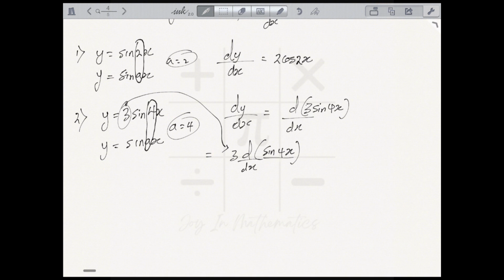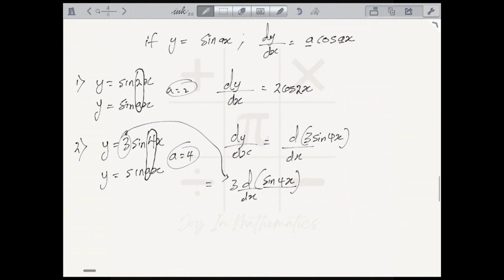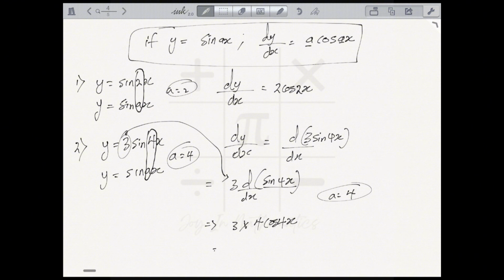Now we can see that this 3 became a scalar multiplier to the derivative of sin 4x. When we differentiate sin 4x, applying the principle that if y = sin ax, then dy/dx = a cos ax, that's 3 multiplied by 4 cos 4x, because a is equal to 4. Now our 3 times 4 is 12. That will give us 12 cos 4x.